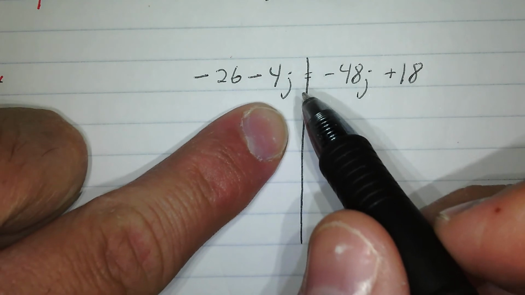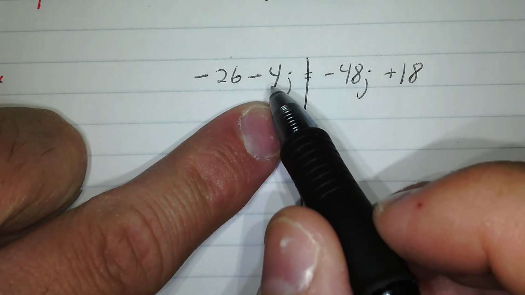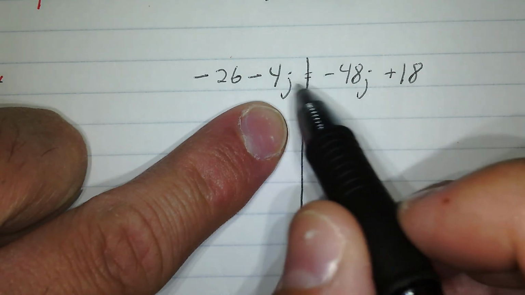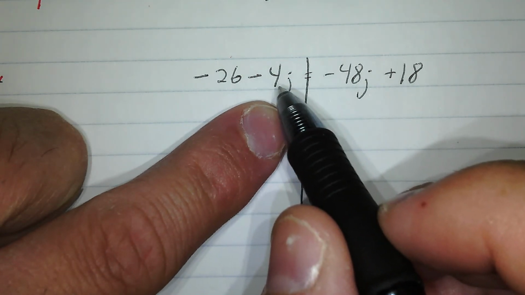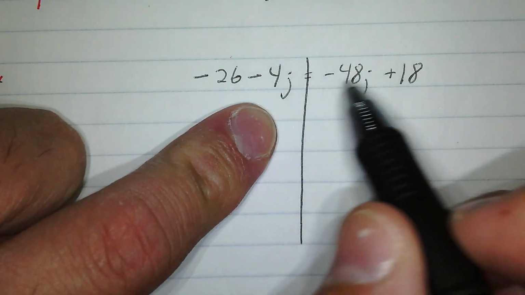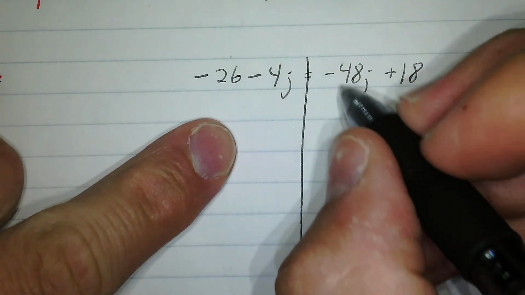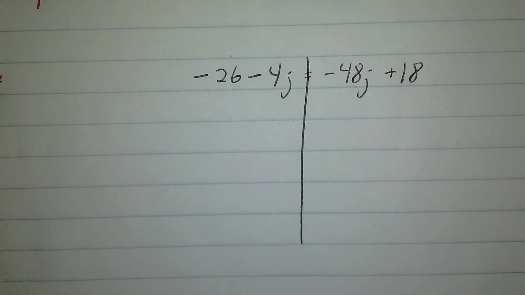Yes, Morgan. Okay, so we have negative 48j and negative 4j. So again, I told y'all negative 48 is smaller than negative 4, right? Because the larger the negative value, the smaller the number is. Alright, so I'm going to move the negative 48j over first.